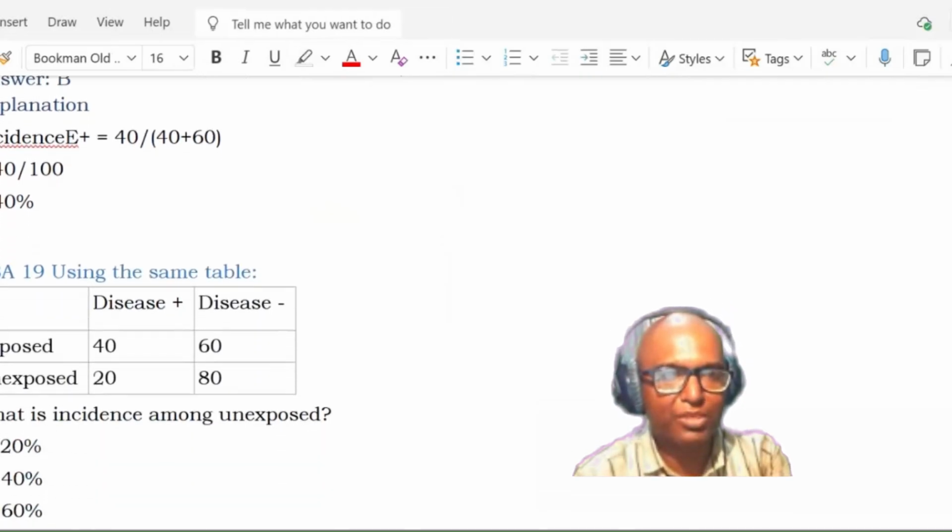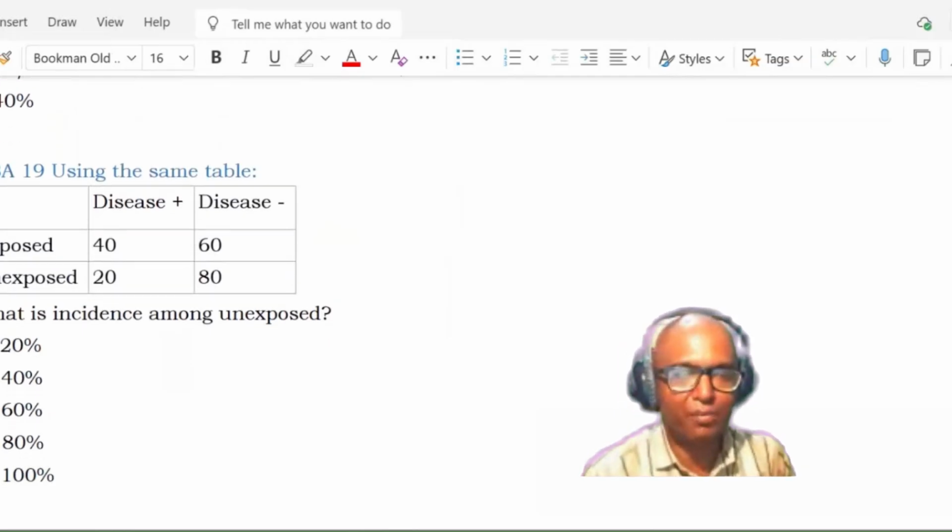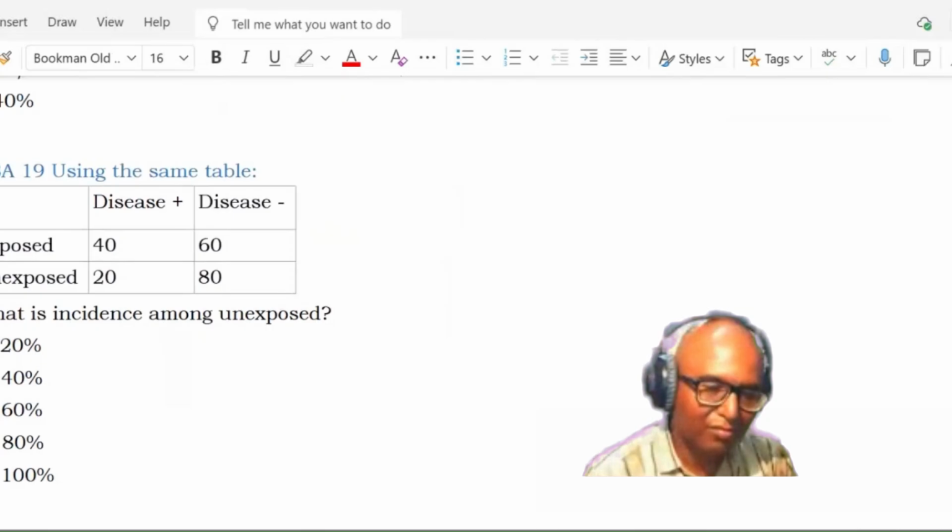Now, using the same table, incidence among the unexposed. So it is 60.